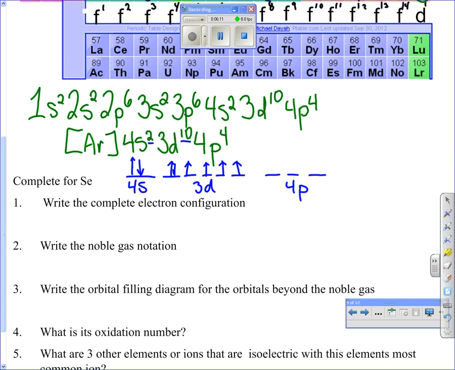And then I'm going to go back down. So that's going to give me 10. But then the last one, P4, I'm going to do 1, 2, 3, and then remember you don't pair up until you have to, 4. So that would be the orbital filling diagram.